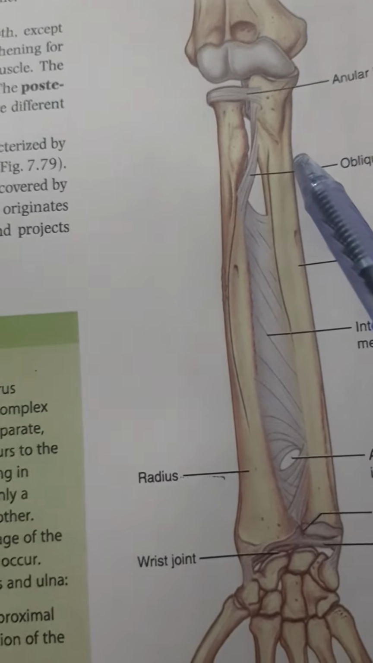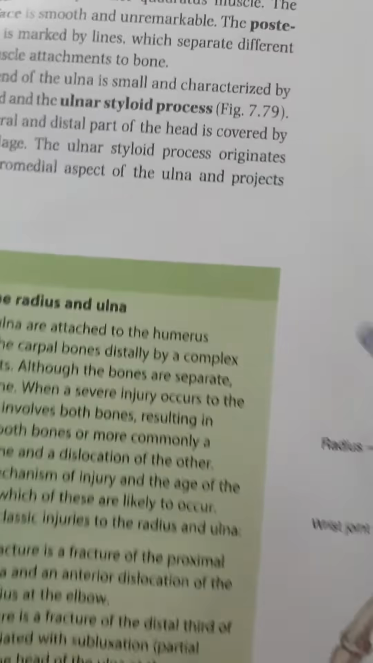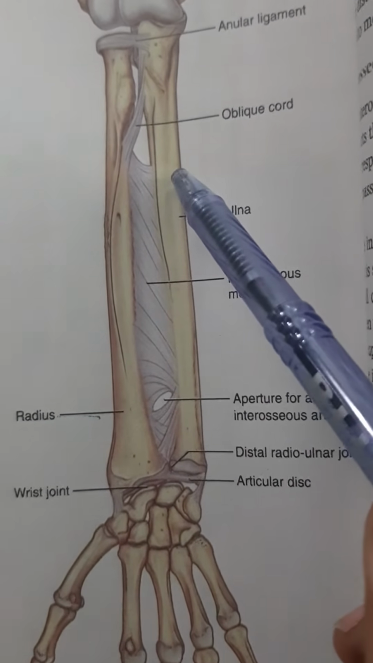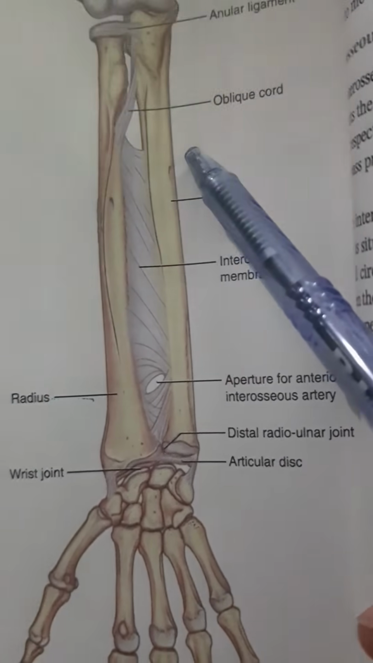It is uncommon and it occurs when there is a forced pronation or by a direct blow on the back of the upper part of the forearm.